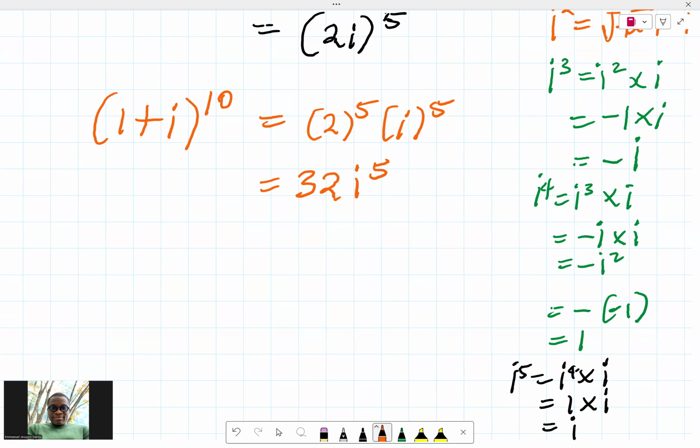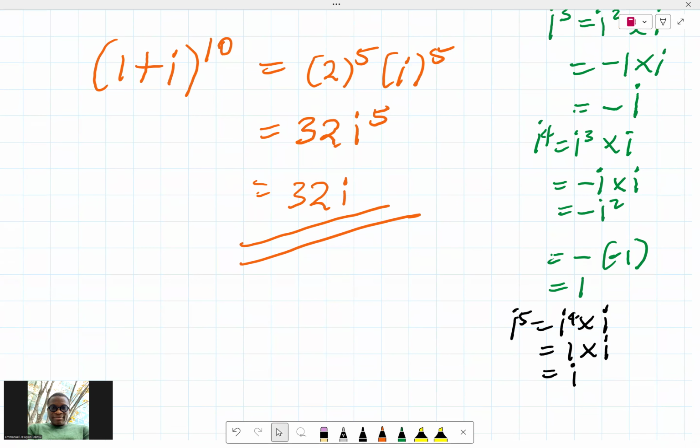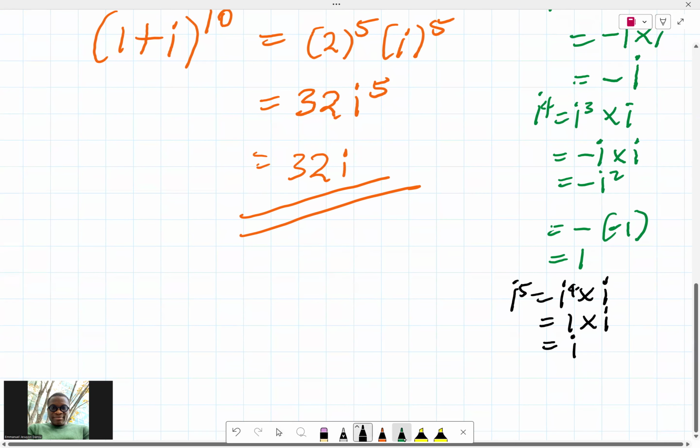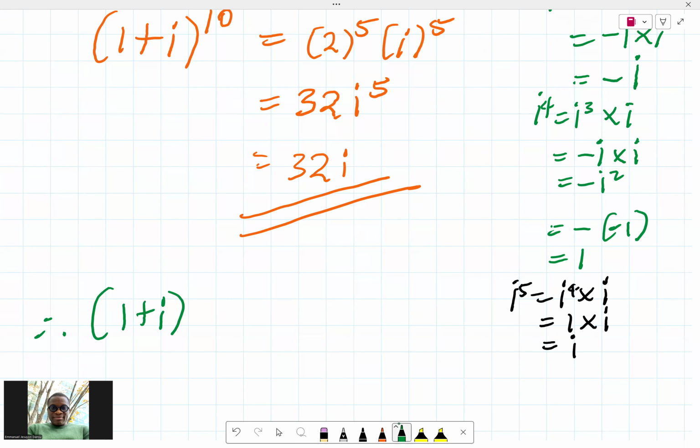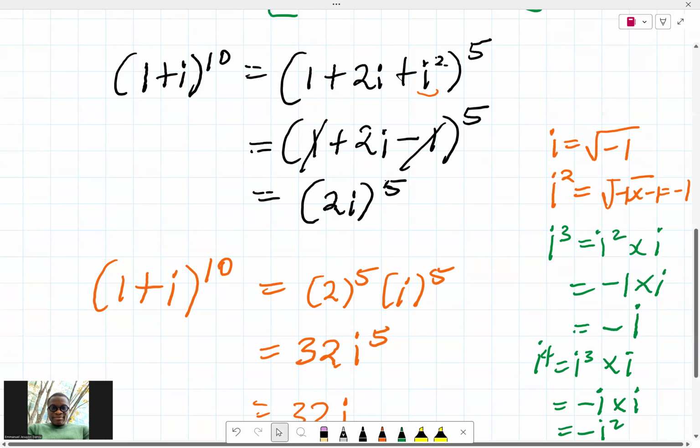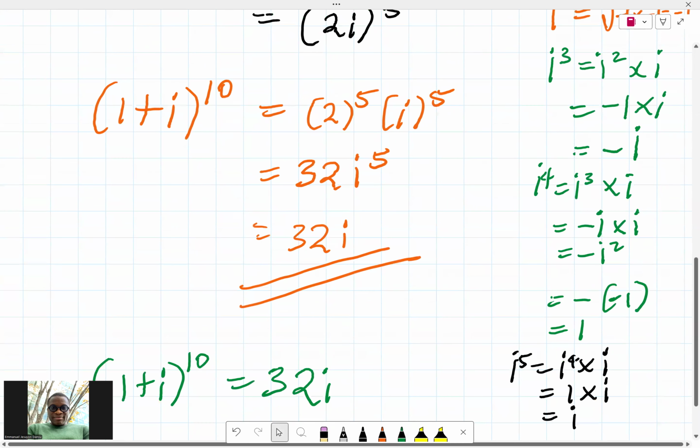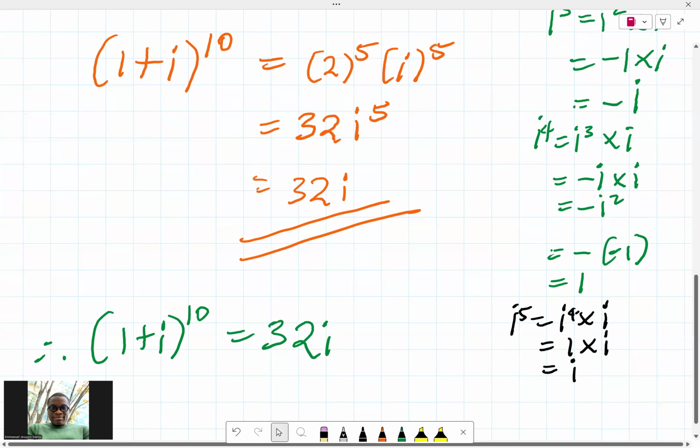So we can go ahead and say this is 32, and i raised to power 5 is i, so 32i. And that is the result. So we can just conclude and say, therefore, 1 plus i raised to power 10 is equal to 32i. That was exactly what I got when I did it using polar form, and the polar form is more stressful than this. Though polar is still the easier way to handle very big powers like this, if we don't have this faster way.